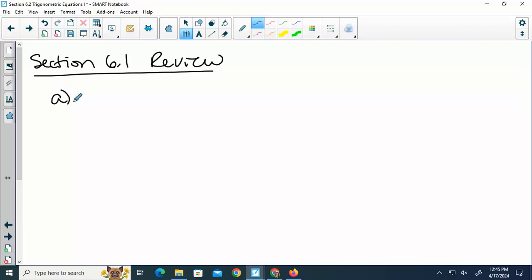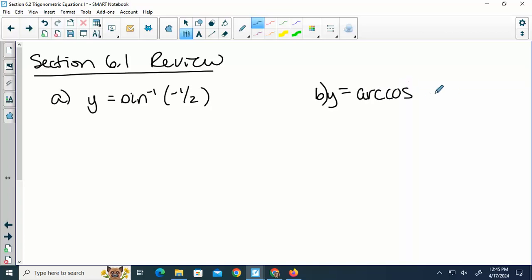So if I said y equals sine inverse, and let's do these in radians. Okay, you want to do degrees? I knew it was going to be radians. I don't care. Radians always just sound so much more scary.